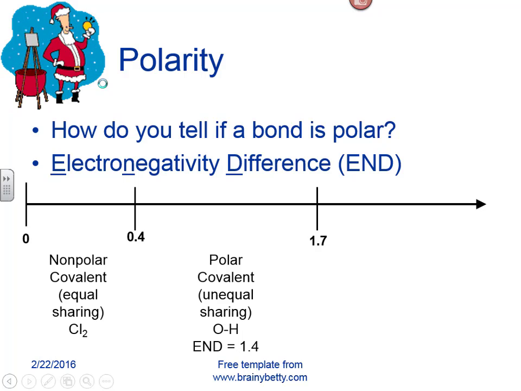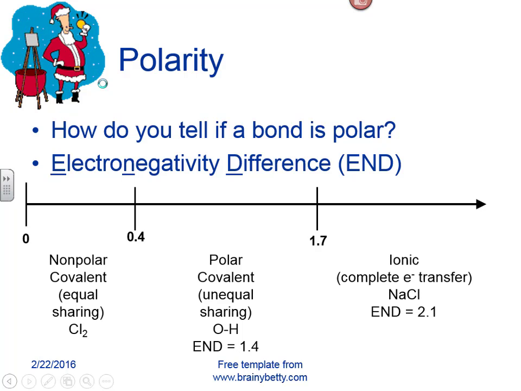If you get an electronegativity difference that's higher than 1.7, that tells you that that bond is ionic. So instead of electrons being shared, there's a complete electron transfer. Something loses, something gains. An example of an ionic compound, example we've used every time we've talked about ionic compounds, is NaCl. If you look up sodium and chlorine and subtract them, the electronegativity difference comes out to be 2.1.